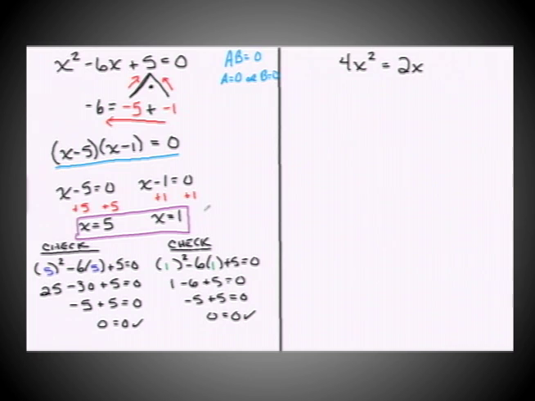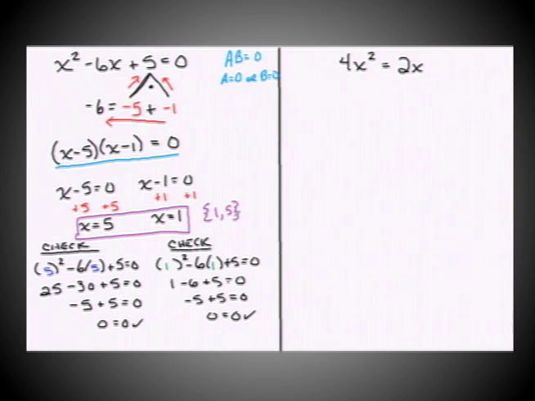You could have also written this in set notation by writing braces and separating your solutions with a comma. Okay, so moving on to the example on the right-hand side of the screen, you'll notice that this equation is quadratic because it is a degree 2 equation.